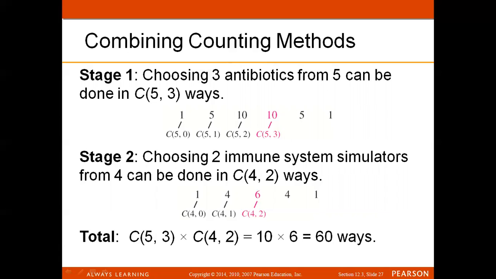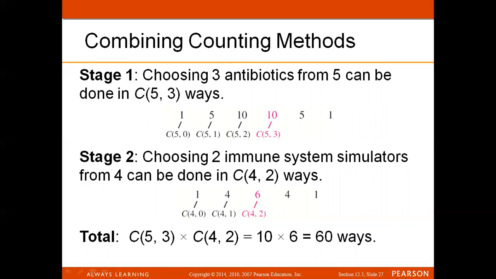If we look at the 5th row in Pascal's triangle, and again, starting our counting at 0, go to the 3rd entry, which for us is actually the entry after the 3rd entry because of the 1, which is the 0th element. So in the 3rd element of the 5th row, we see 10 ways to choose 3 antibiotics from 5.